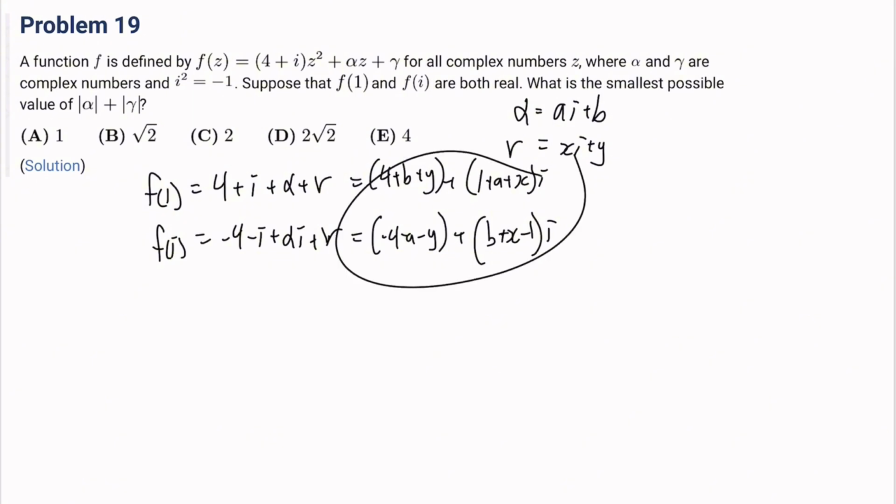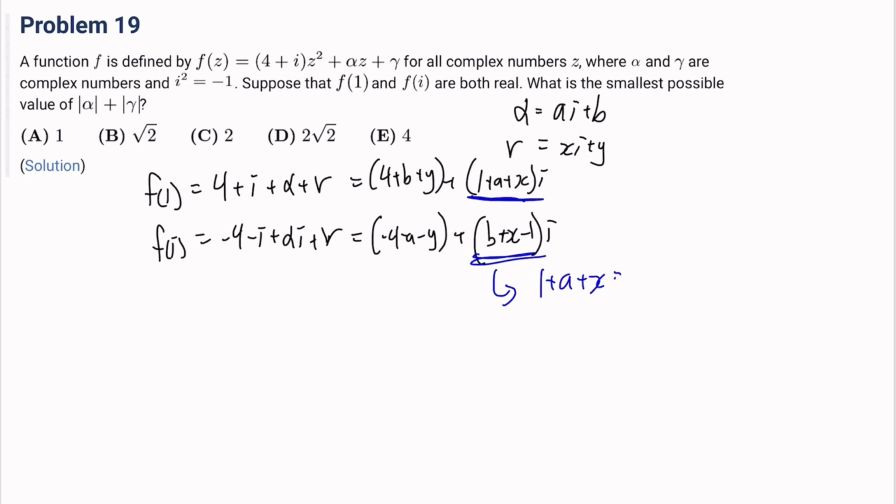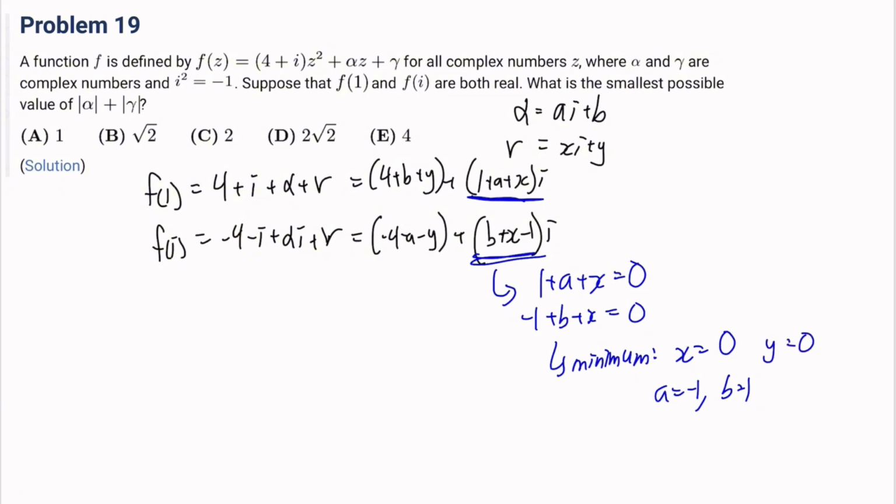And so since they are both real, that means this part and this part are both 0. So this gives us that 1 plus a plus x equals 0, and -1 plus b plus x equals 0. And so the minimum will be when x is equal to 0, and so a is going to be -1 and b is going to be equal to 1. And y, there's no real restriction here, so y can just equal 0, that can be the minimum, right? And so that will give us 0, 0, and -1, 1, so this would be equal to root of 1 squared plus 1 squared plus root 0, so that's going to be root 2. So root 2 is the answer. It's B.